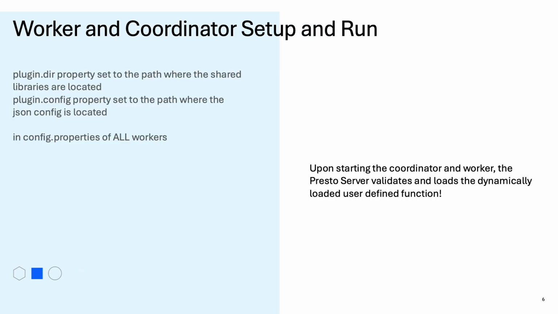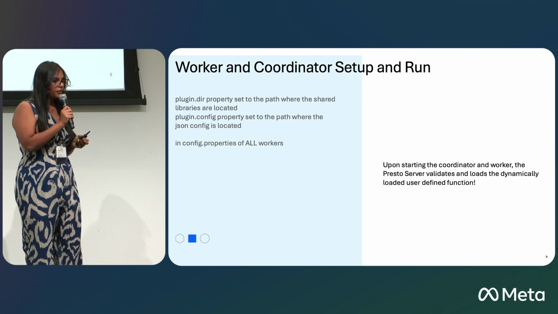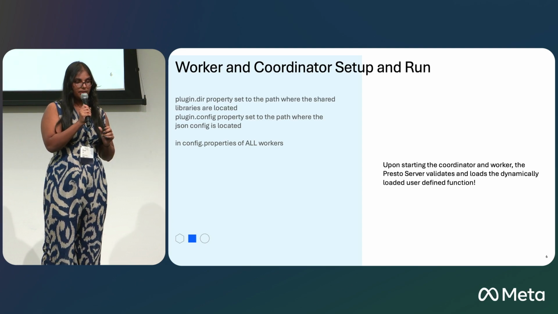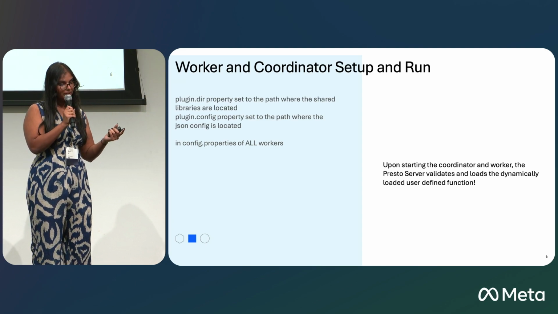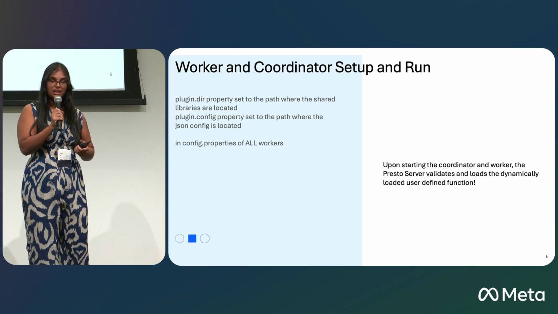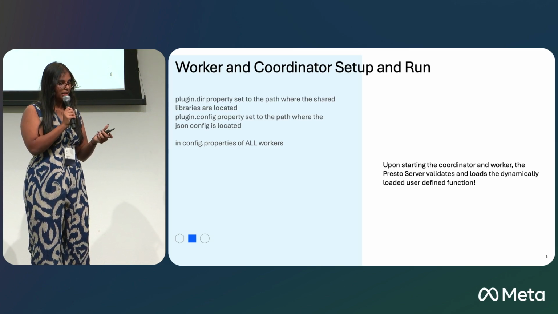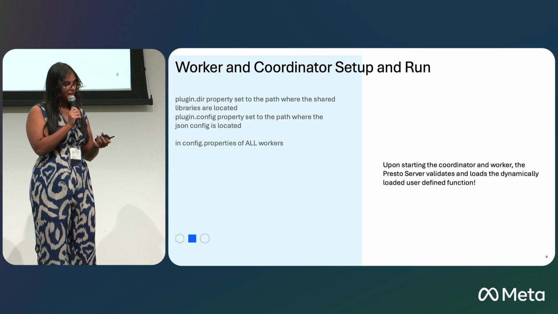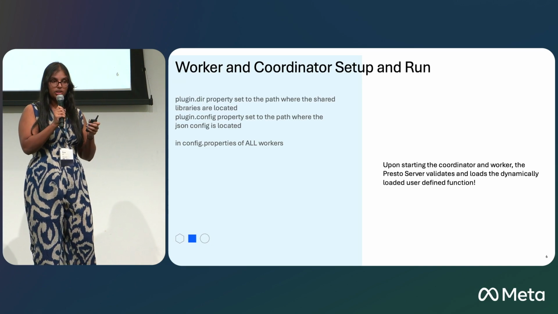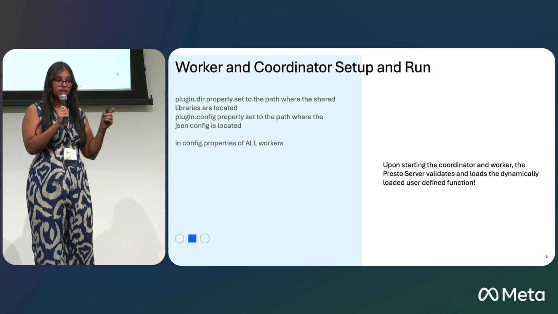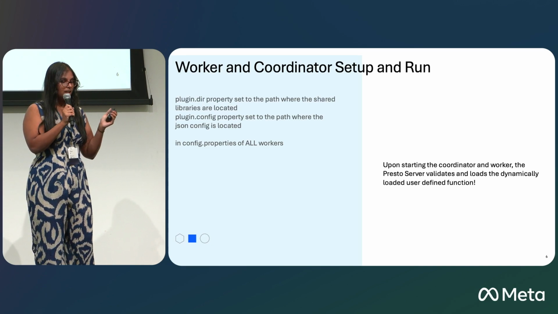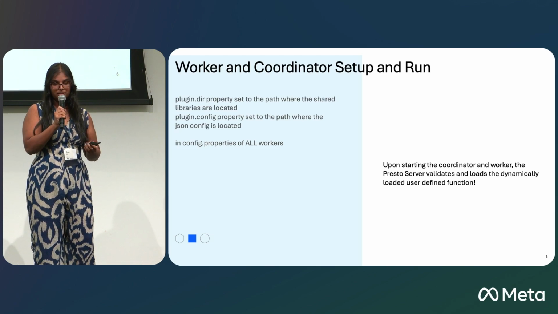So once you've set this up, how do I get up and running? All right, so for that, we would ask everyone to take their workers and check their config.properties file. In that config file, you would add your plugin.dir property and your plugin.config property, pointing to the paths of these files that we just created, the shared library and the config JSON file.